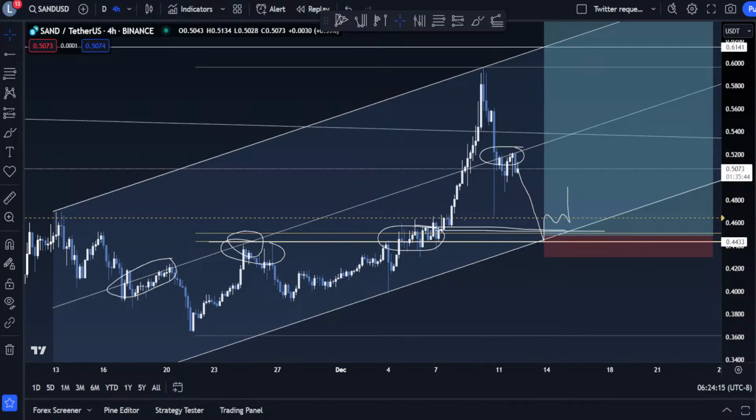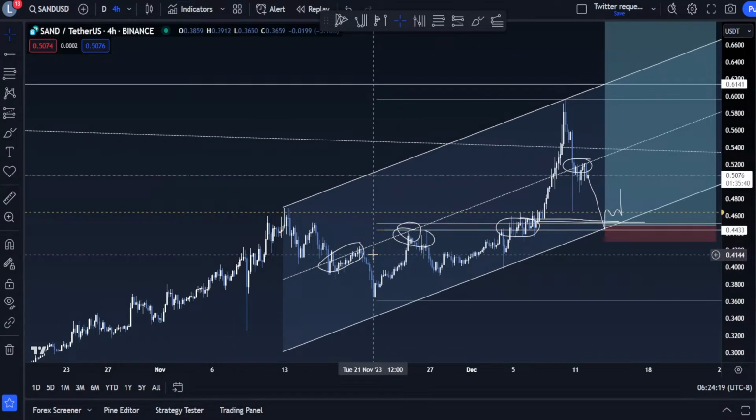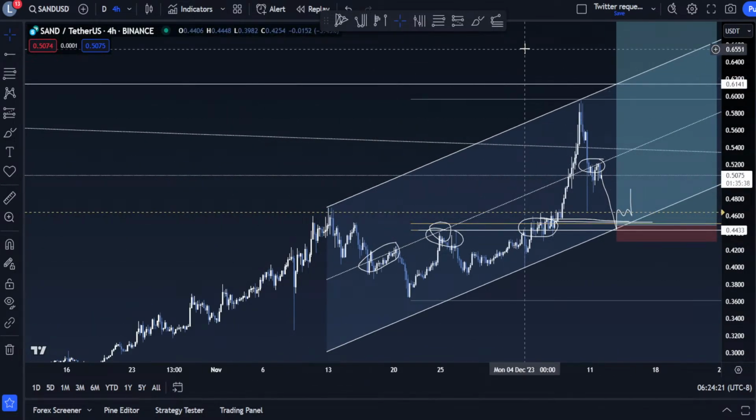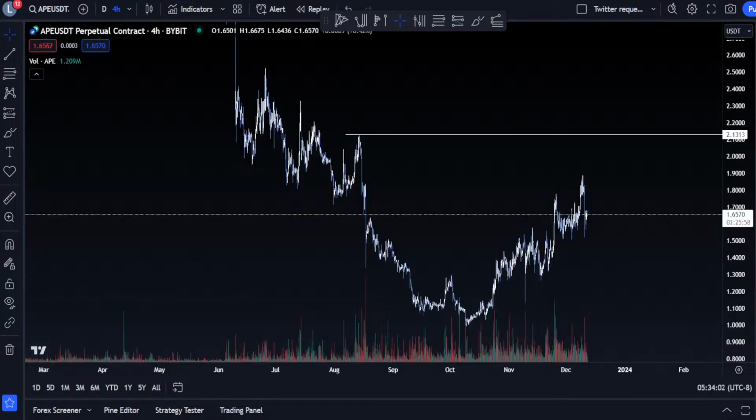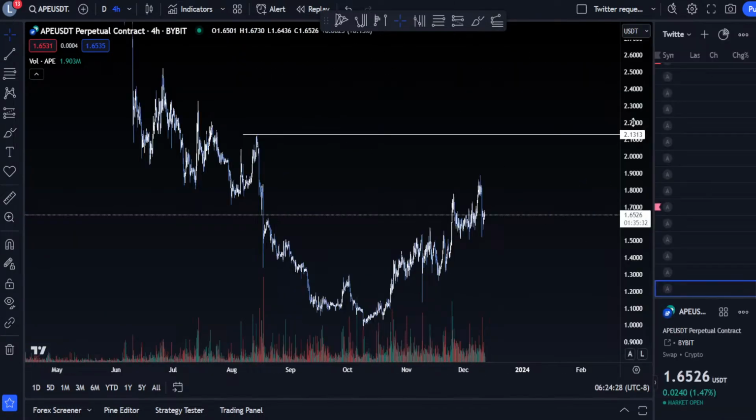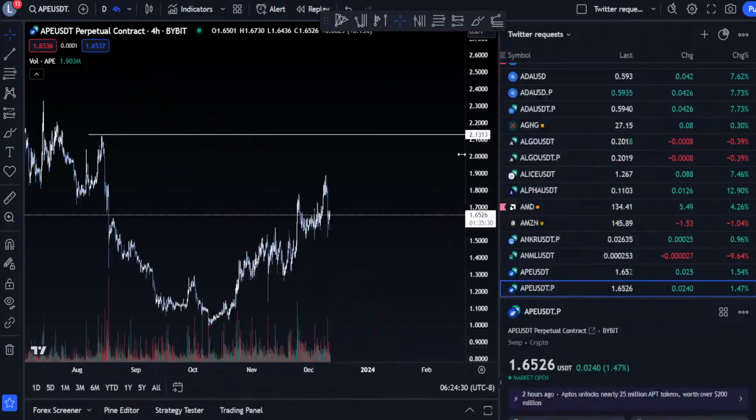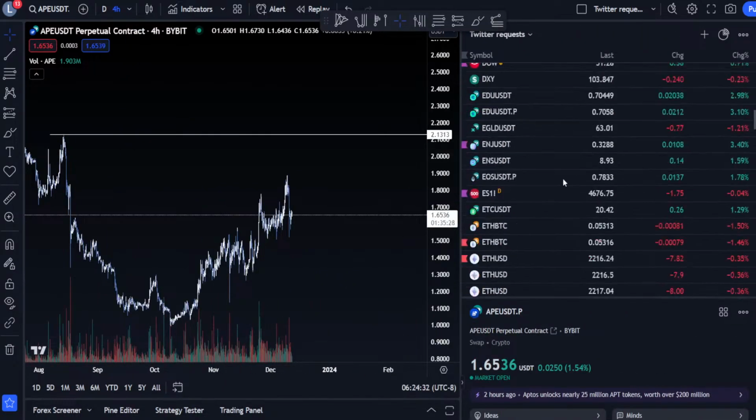Someone's asking log chart or regular chart. I'm typically on the regular chart, but for really parabolic moves, it can make sense to just use the log chart. So I'll just give a brief example.